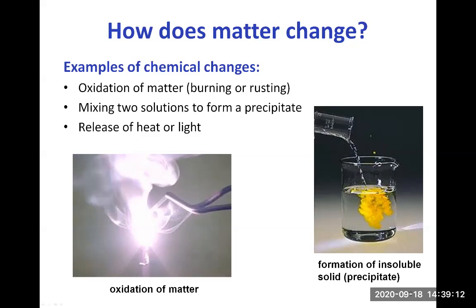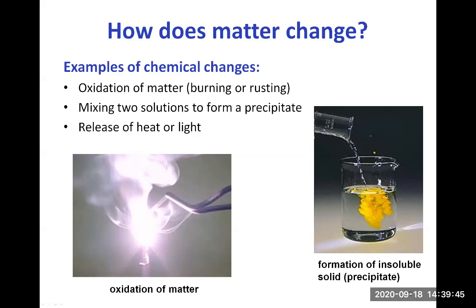Another example of chemical change can be the formation of insoluble solids when you are mixing two solutions. And the solid that is formed is called a precipitate. So we call those precipitation reactions, where you're forming an insoluble solid. And here you see that the two starting solutions are aqueous solutions. They look like water, both of them. But when you mix them together, there is a yellow powder that is forming.